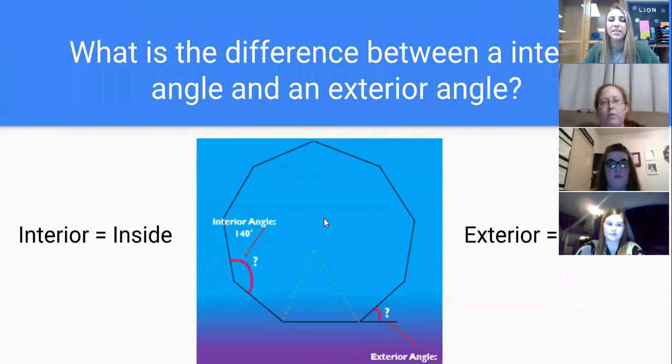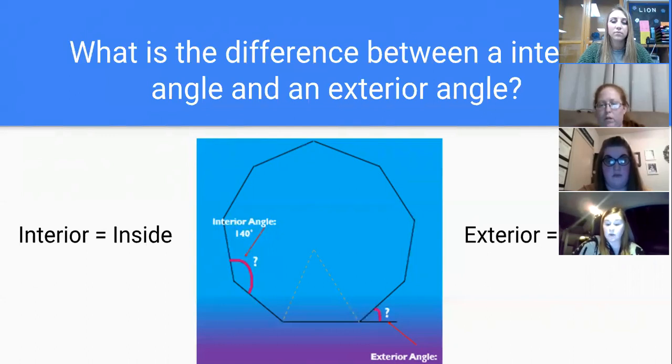Hey, Chelsea, what is the difference between an interior angle and an exterior angle? That's actually pretty simple. If you just look at the word itself, the interior basically means the inside angles of a figure, and the exterior is on the outside. Any angles that are on the outside, like you can see here on the figure, are going to be formed by that line that goes off of the shape.